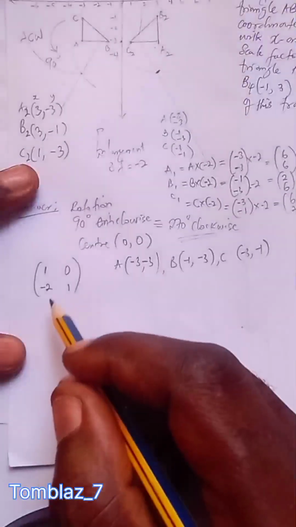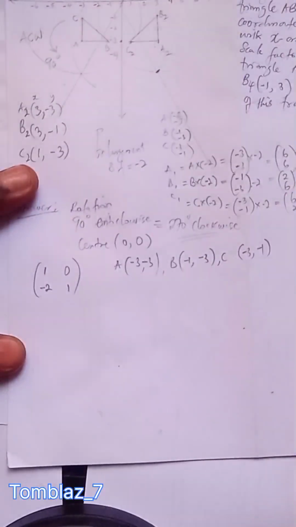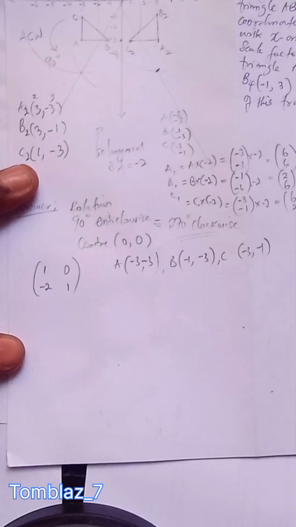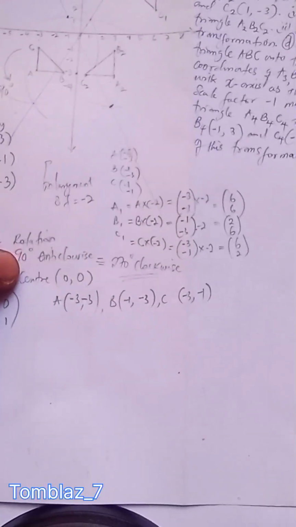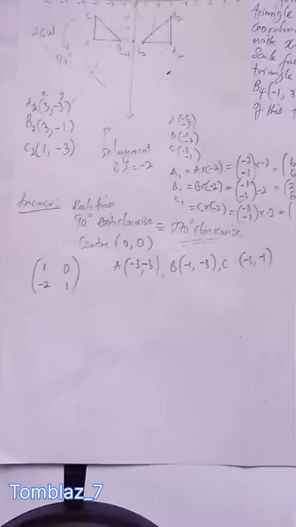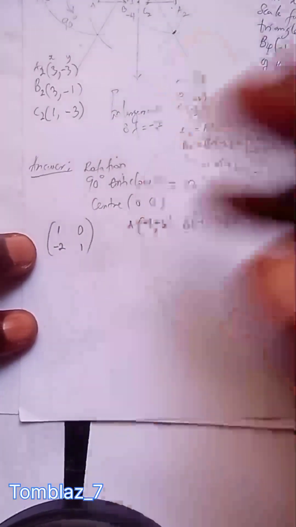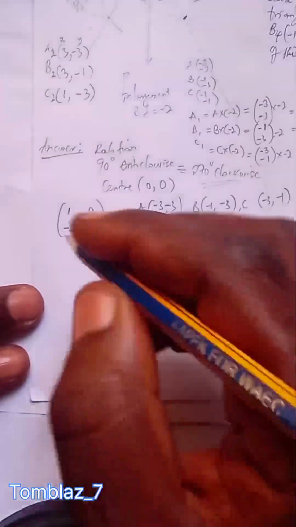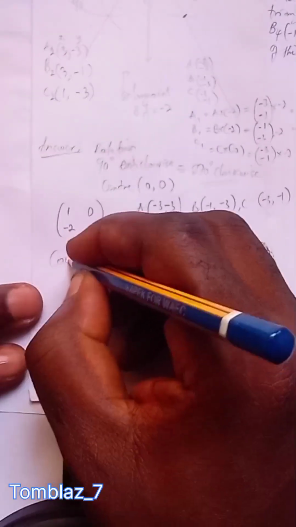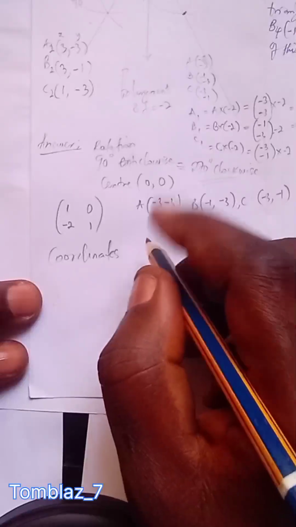Okay. Now, what are we expected to do? We are supposed to relate this matrix to these coordinates to get the new coordinates, and then to get the new triangle, which is triangle A3, B3, and C3. Okay, so let's see. If we wish, we can even draw it, but since they didn't ask us to draw it, we will just find the coordinates. So what are we looking for? Coordinates.